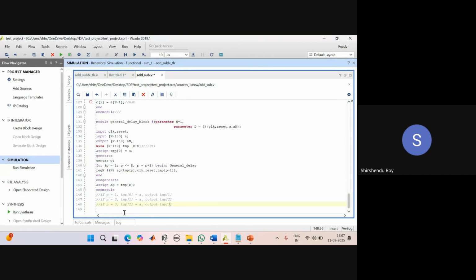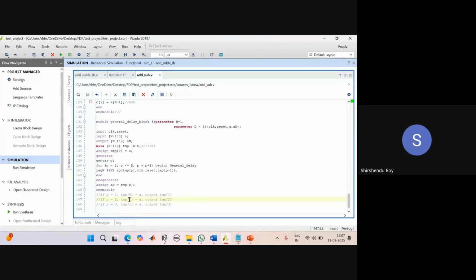Okay. Second line, if P equal to 1, temp 0 A, output is temp 1. If P equal to 2, temp 1. Temp 1 is basically the output of the previous block. So this way it is connected serially.